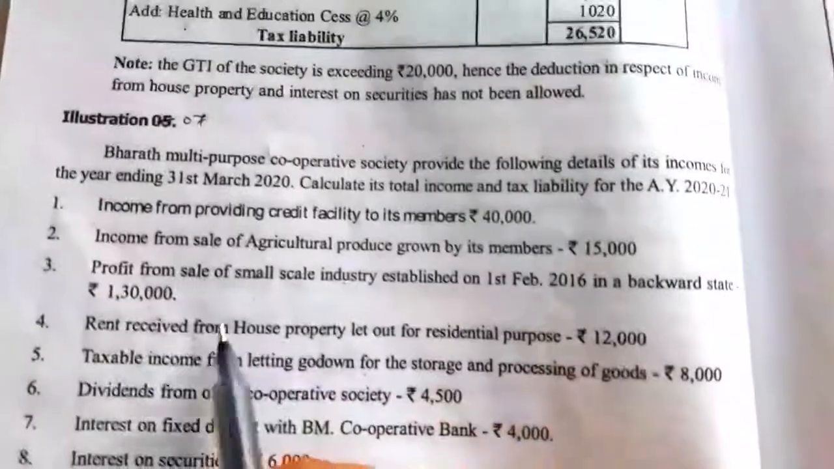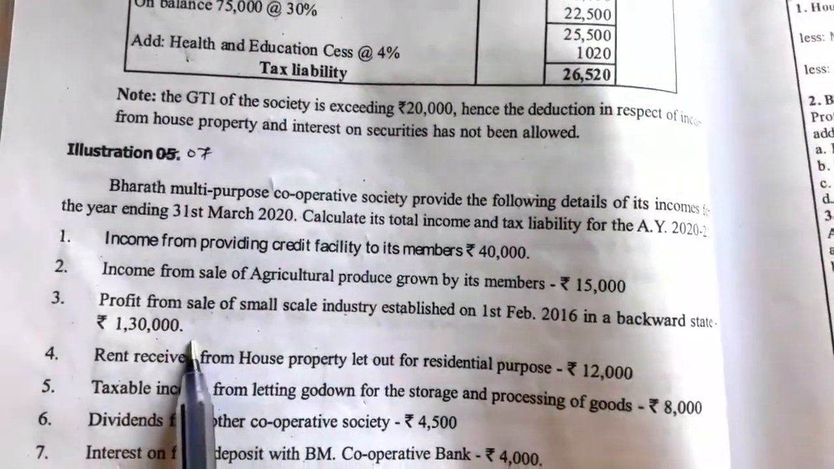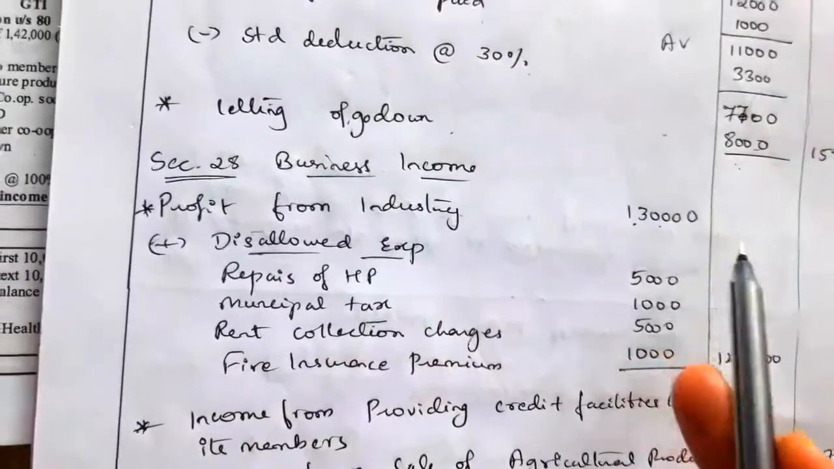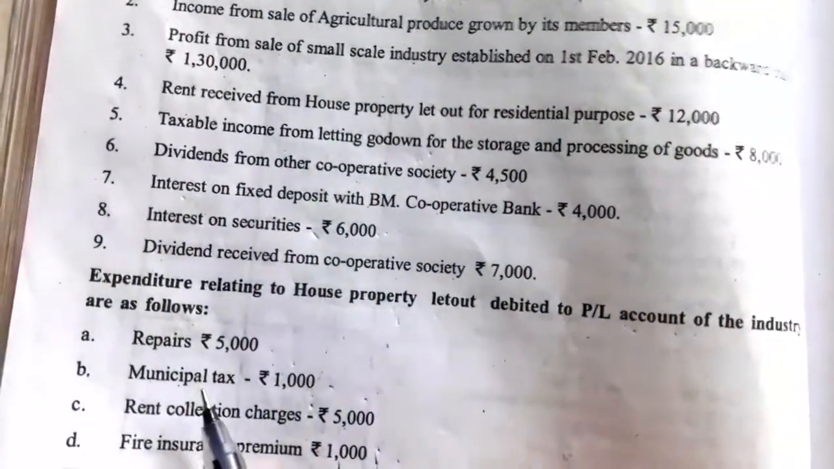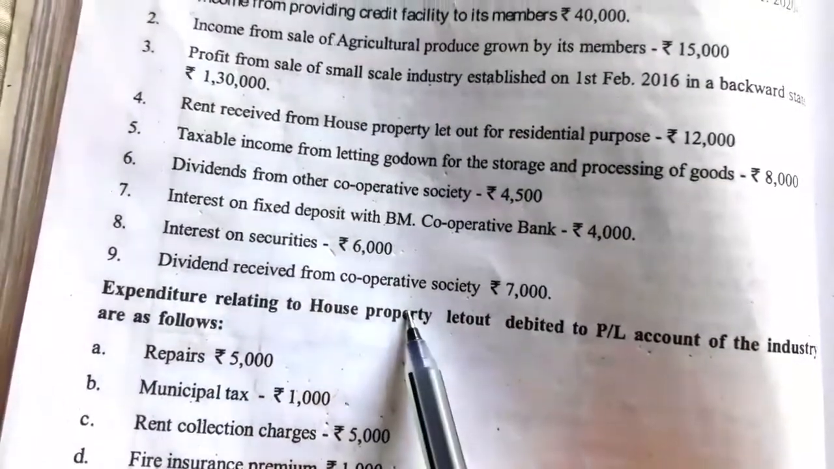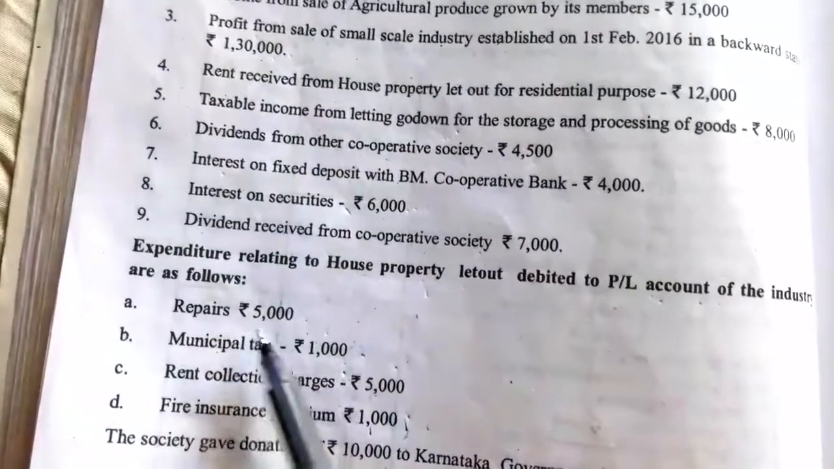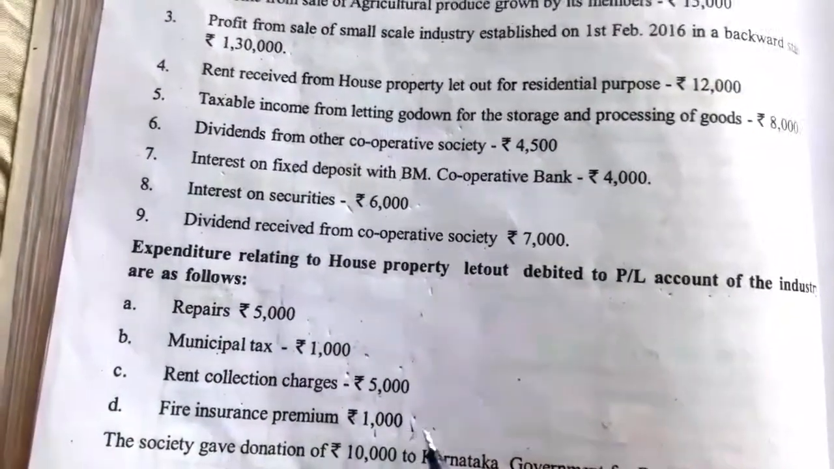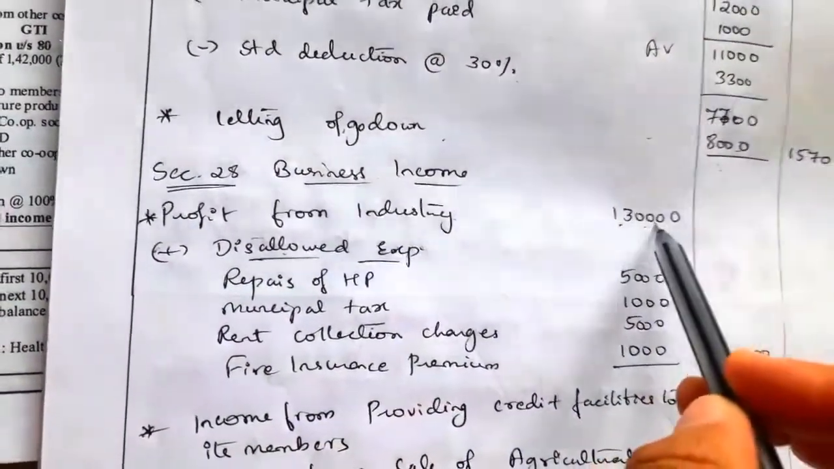Relating to business income, firstly we will take the profit from the small scale industry. So that is 1,30,000 as profit. So we have to take here profit from industry 1,30,000. We should write in a column because there are some expenditures relating to house property debited to the profit and loss account of the industry. So there are some expenditures relating to house property debited to this profit, included in this profit. Now we have to cancel those expenditures. So they are repairs, municipal tax, rent collection charges and fire insurance premium. So these disallowed expenditures are included in this profit. So we have to cancel.